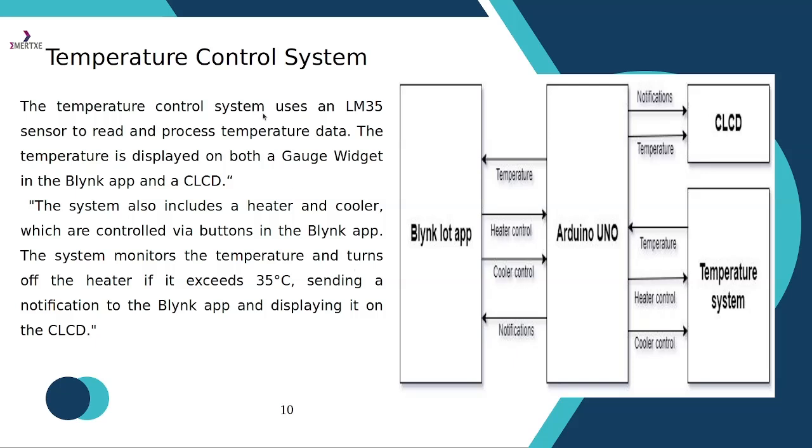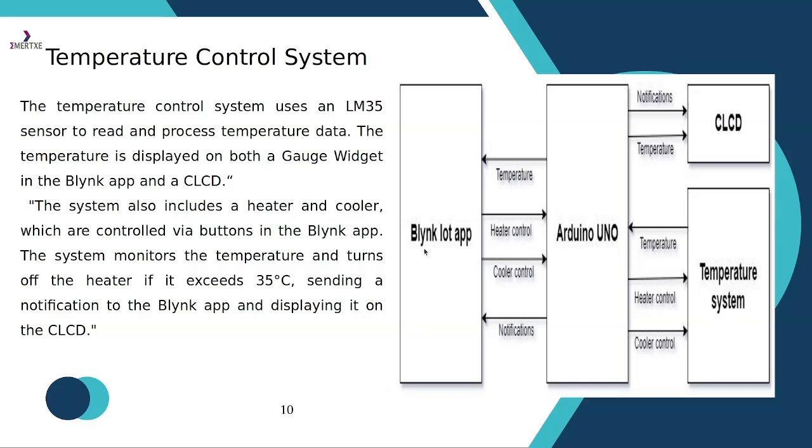We have the temperature control system. So this is the Blink app, this is the Arduino board, this is the screen, and then this is the temperature system. The temperature system contains an input and then outputs. The input over here is the temperature, and then we have the heater, and then the cooler. When you click on the heater control in the Blink app, it controls the heater over here, and when you click on the cooler button, it controls the cooler over here.